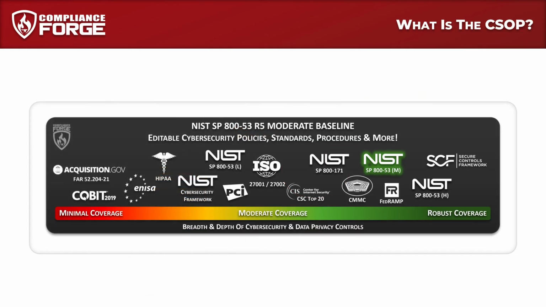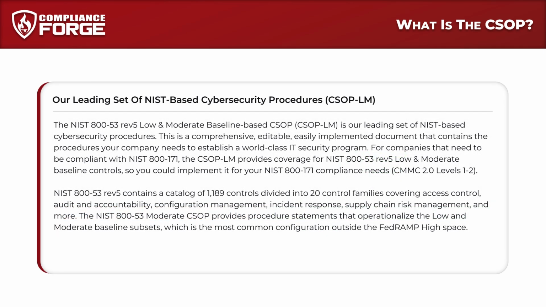So what exactly is the NIST 800-53 moderate version of the CSOP? As a visual, here is where the NIST 800-53 moderate baseline sits on the spectrum of cybersecurity frameworks. It is on the more robust side of the spectrum, based on the topics it covers. It is our leading set of NIST-based cybersecurity procedures, a comprehensive, editable, easily implemented document that contains the procedures your company needs to establish a world-class IT security program.